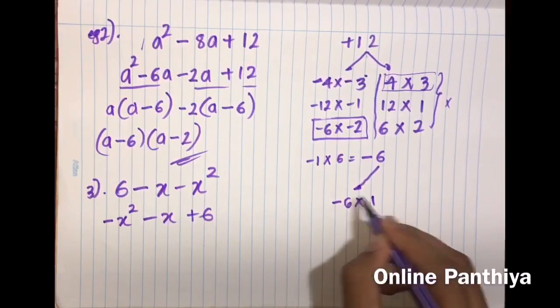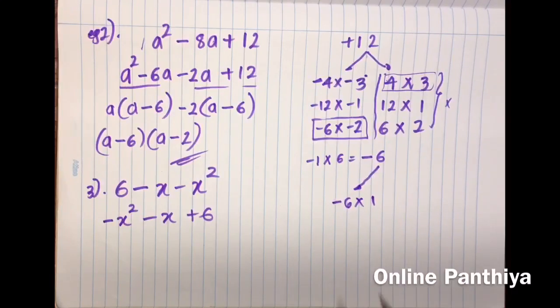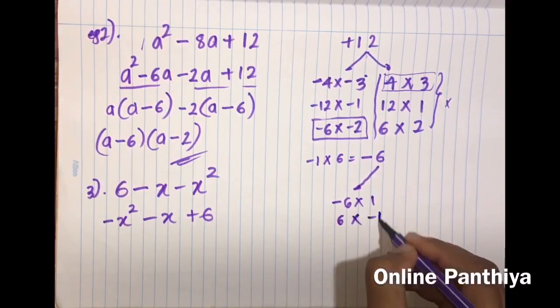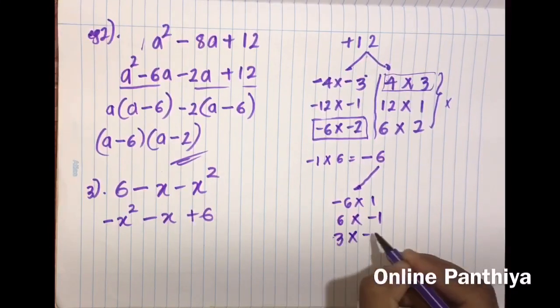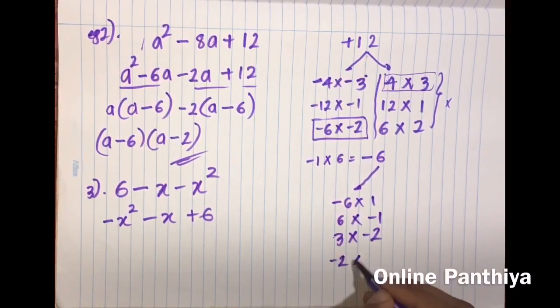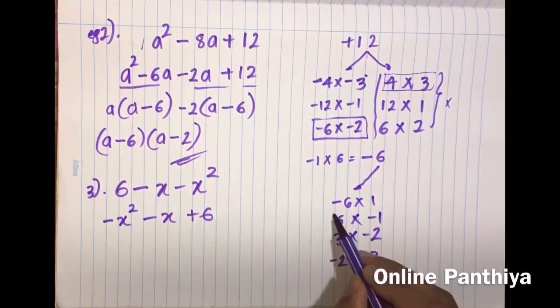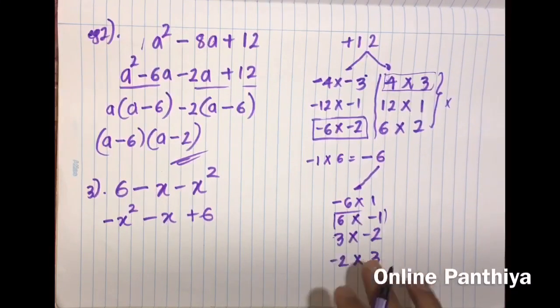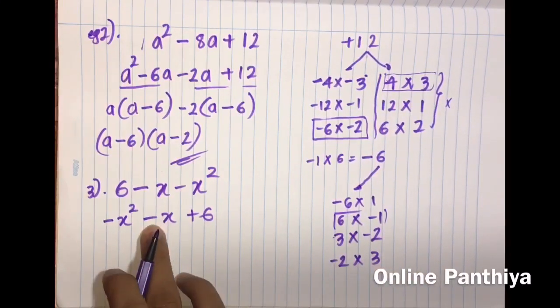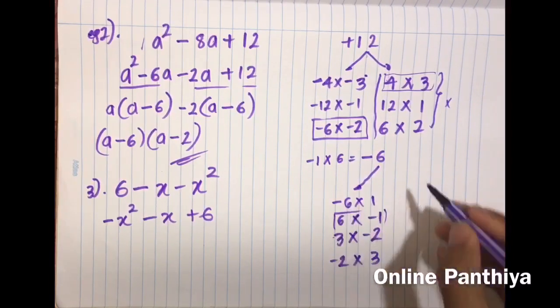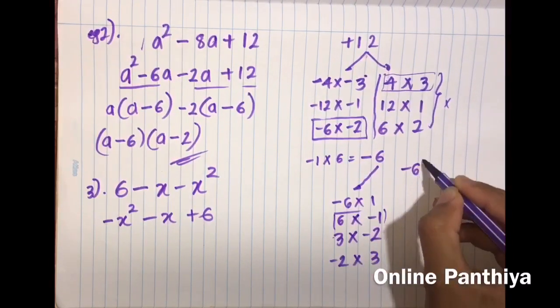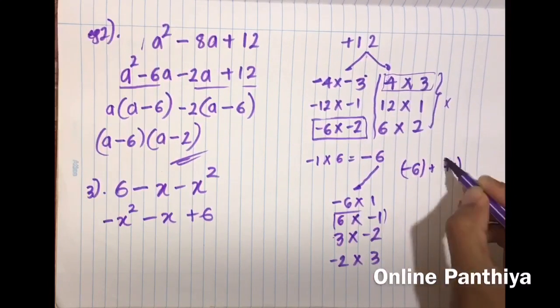Next you can even interchange the sign and write that is 6 into minus 1. Also we can write plus 3 into minus 2. Also minus 2 into plus 3. That's all, right? Yes. Now add both these numbers out of each of these factors and check whether you are getting how much. Yes, you should get minus 1. Now observe, if I add this minus 6 plus 1, what is the answer?